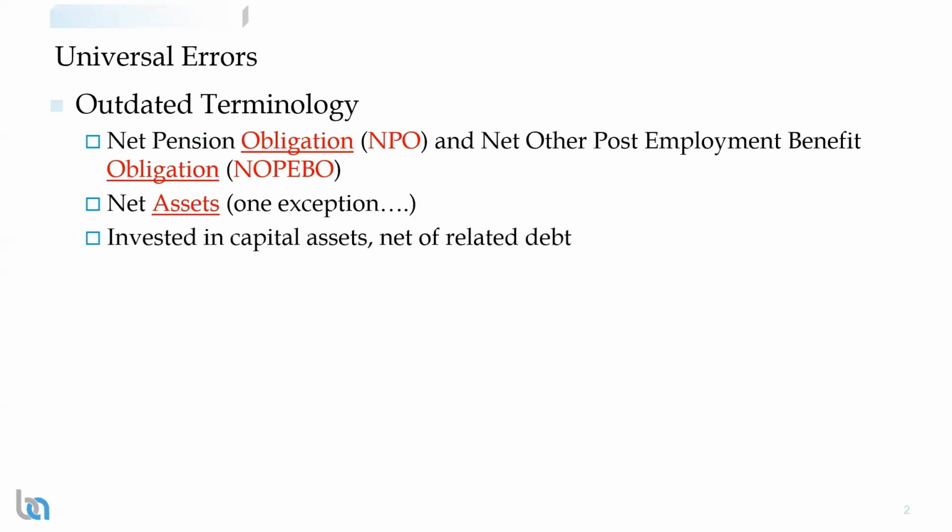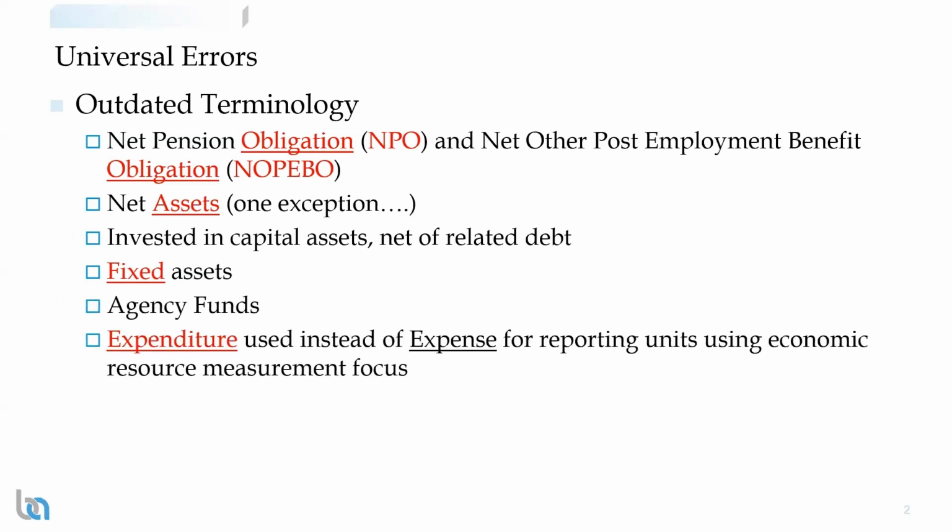Invested in capital assets, net of related debt is old. Fixed assets is an old term. We now refer to it as capital assets. Agency funds is old. Expenditure should only be used when discussing governmental funds. Otherwise, we use expense for all the other funds, governmental activities and business-type activities.